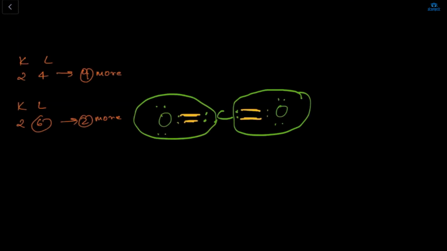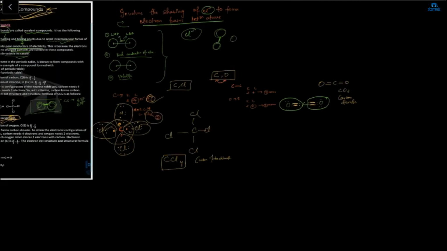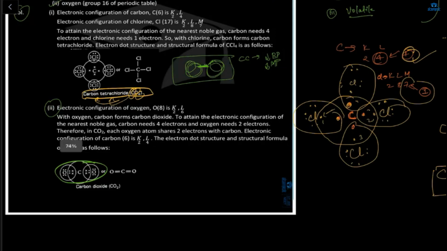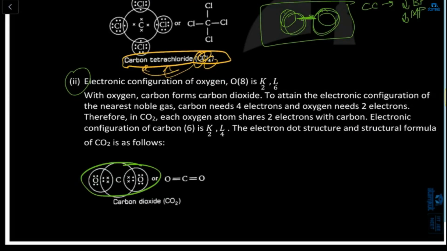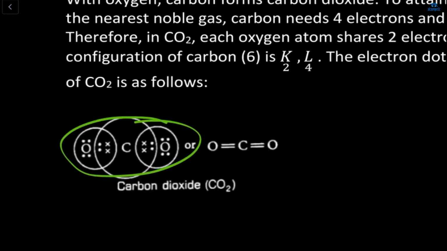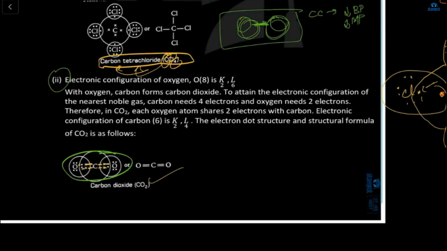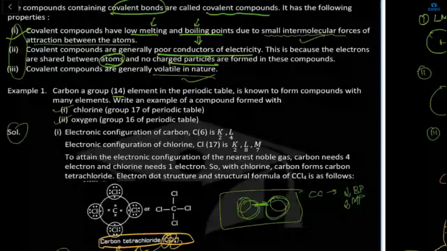So it will be what? Your OCO means CO2. This is your carbon dioxide. Safia, clear? Yes, ma'am. I've sent that on the WhatsApp group. Acha, you have already sent it. Okay, let me check. Good. Why? Because this needs two, this needs two, and here also it needs two each. So everything is fulfilled. So this is your covalent compound between carbon and chlorine, and the second one between carbon and oxygen.